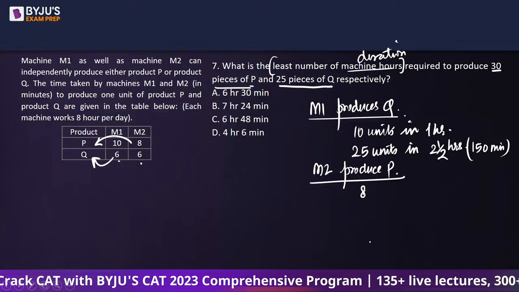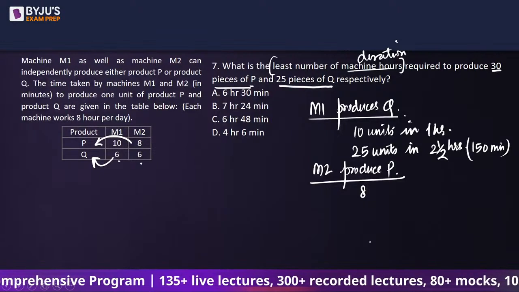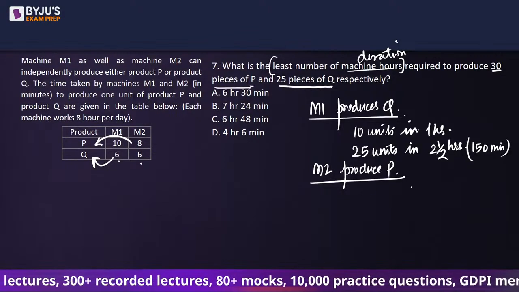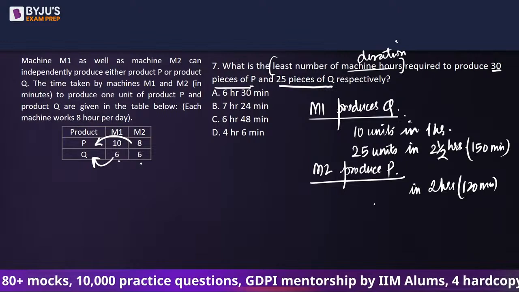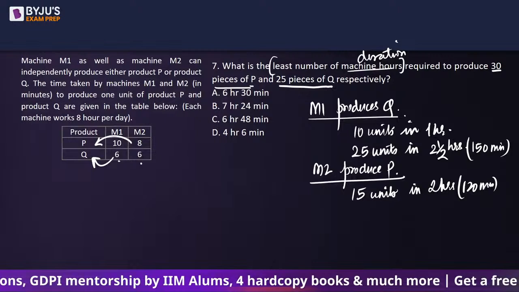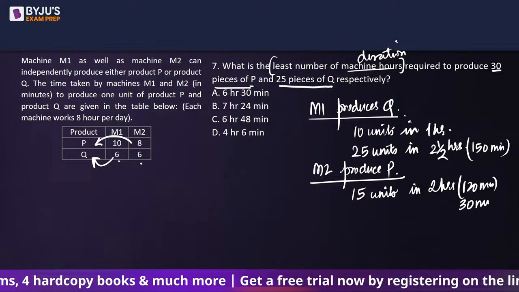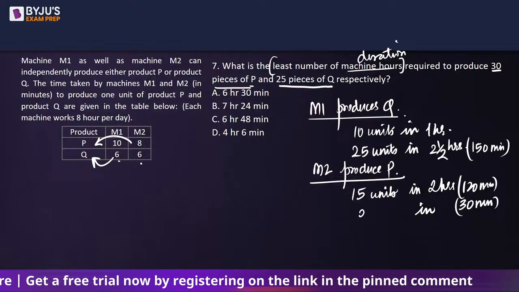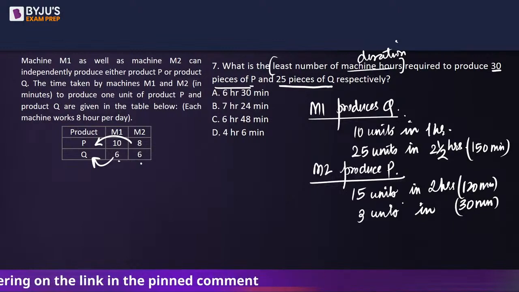Now P takes 8 minutes for 1 unit. So we should rather take 120 minutes. In 120 minutes, that is 2 hours, it will be producing only 15 units. Now we need another 15 units of P to be produced. Hmm, so the remaining half hour, that is in 30 minutes, it will be able to produce 30 by 8, which is 3 more units. So there are 6 minutes that are still unused, but we can't do anything about it.